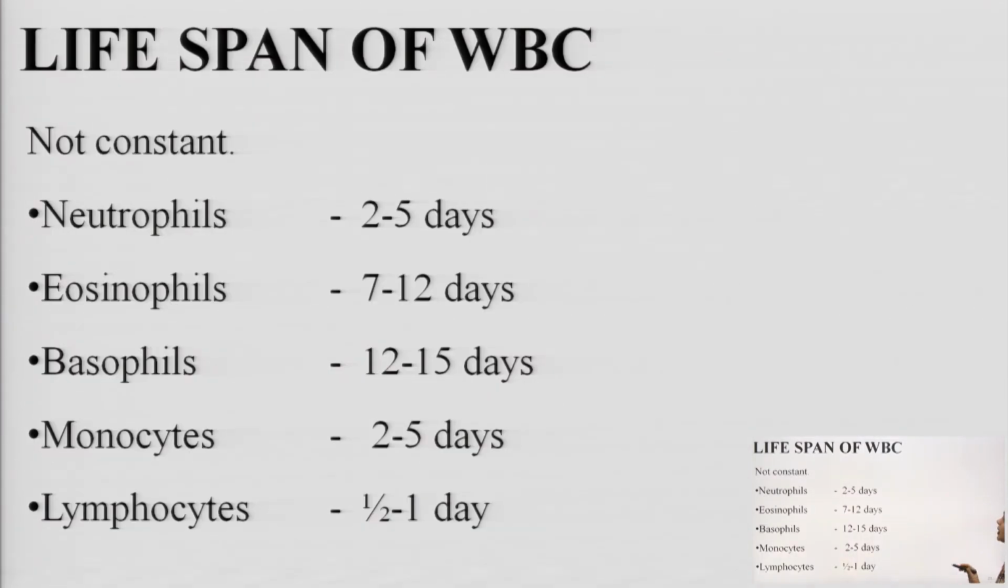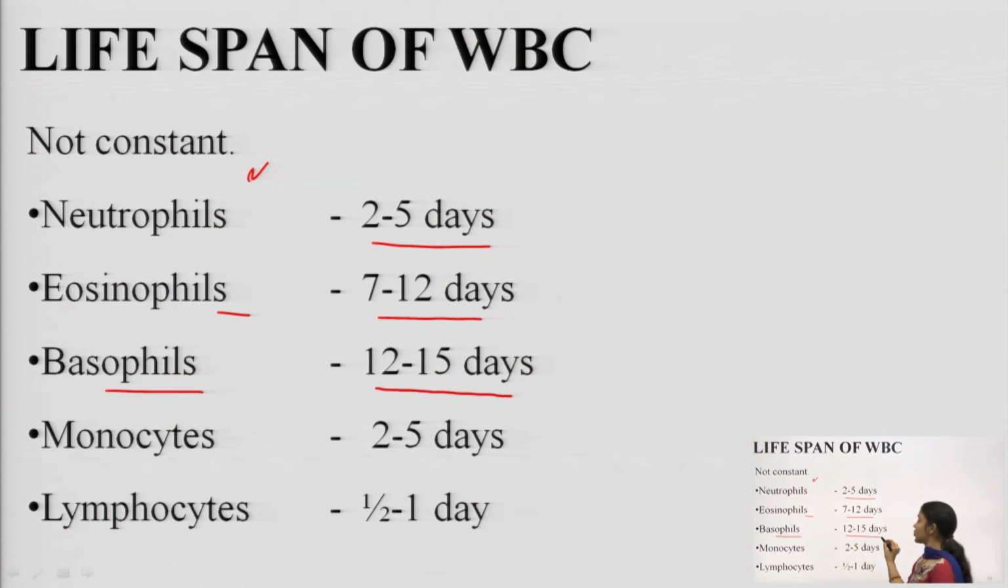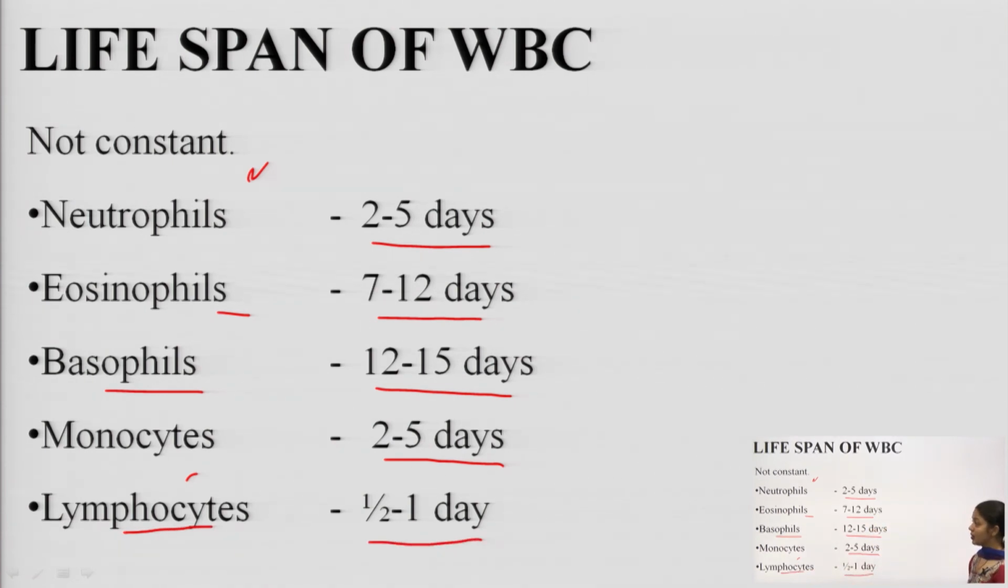Now the lifespan of WBC is not constant. The lifespan of neutrophils is 2 to 5 days, whereas the lifespan of eosinophils is 7 to 12 days. The lifespan of basophils is 12 to 15 days. Monocytes have a lifespan of 2 to 5 days. And the lymphocytes have a lifespan of half to 1 day. So these are the basic lifespans of your WBC.